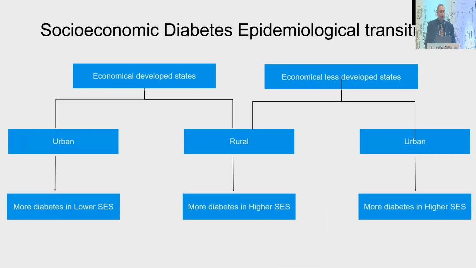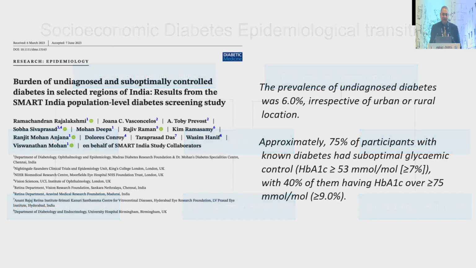And they also found that there is something called epidemiological transition in diabetes. That is, the people who are living in the economically developed states are in the lower socioeconomic status, unlike previously when we used to believe that diabetes is a disease of higher socioeconomic status. Now in these developed states, it is in lower socioeconomic status, and surprisingly, even in less developed states, you still have diabetes, urban and rural nearly equal, more in the higher socioeconomic status.